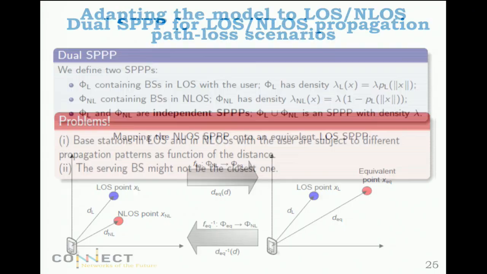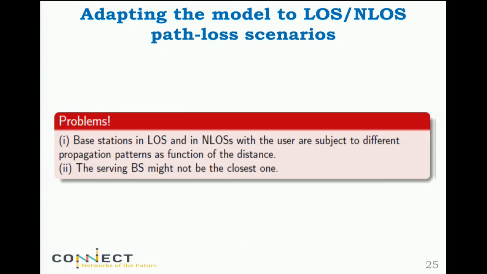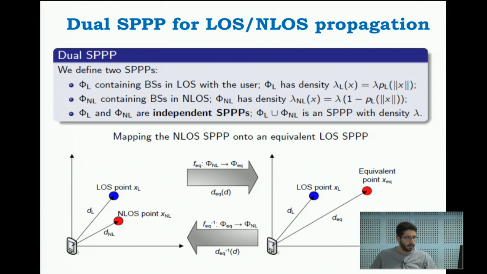Okay, so the second problem is that we might actually be closer to a base station which is non-line of sight with respect to us. It's taken care of by mapping the non-line of sight part of the process into an equivalent process. I'm not going into the details, but you come up with the equivalent distance which takes care of the attenuation, right? So the electromagnetic distance should be higher if you are in non-line of sight, right? So this is taken care of by this mapping. Okay, you can go back and forth, and the details are in the paper.